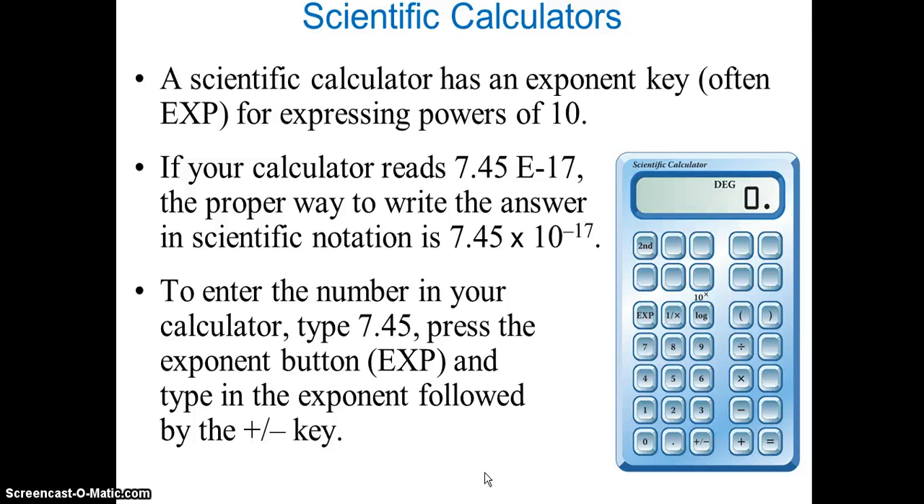A scientific calculator has an exponent key. You can see EXP; most calculators have EXP for expressing powers of 10. If your calculator reads 7.45 E minus 17, it means you can write 7.45 times 10 raised to negative 17. To enter a number in your calculator, you type 7.45 first, press EXP, which is the exponent key, and then type the exponent, followed by the positive or negative key.